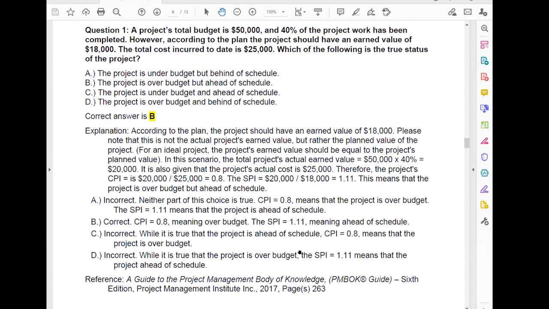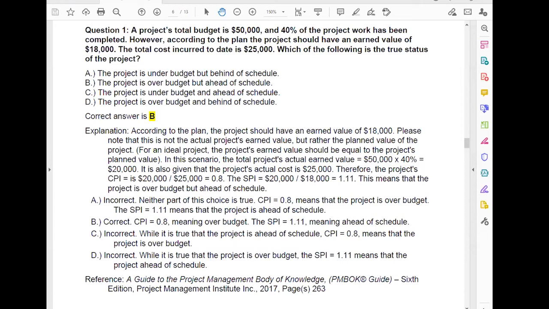Okay. So, cost performance index is earned value divided by the actual cost, so 0.8. Schedule performance index is earned value over yung kanyang supposed earned value, over 1.1. Tapos ahead ng schedule. Okay po.